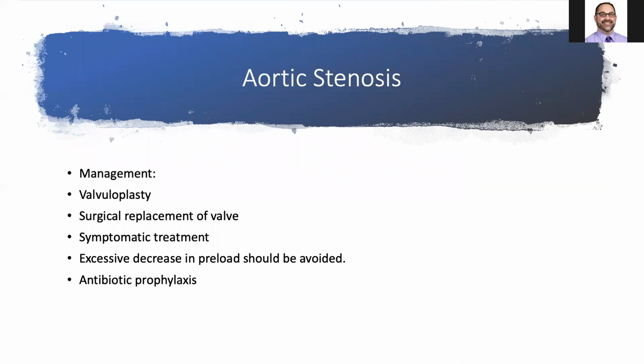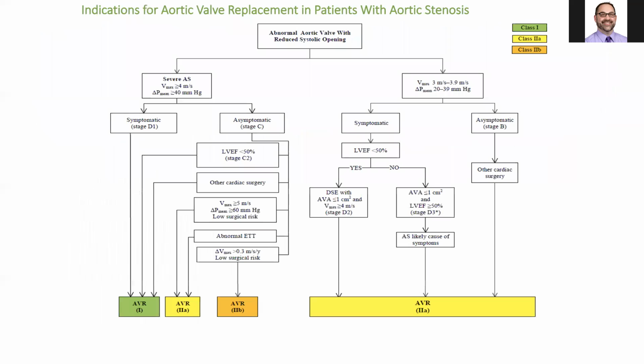So again, management: valvuloplasty. Valvuloplasty is okay, but again, it's usually short-lived. Surgical replacement of the valve, either with traditional open valve replacement or TAVR. Symptomatic treatment, you want to decrease preload. Again, excessive decreasing of preload should be avoided. These patients should have some antibiotic prophylaxis for dental procedures, as we talked about in our endocarditis lecture. And this is just indications for valvular replacement. So if you look, you don't need to memorize this. This is just for your information only.